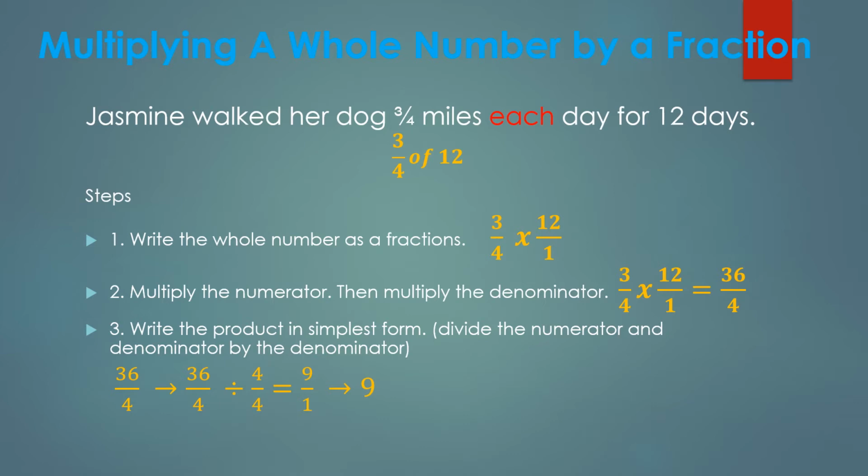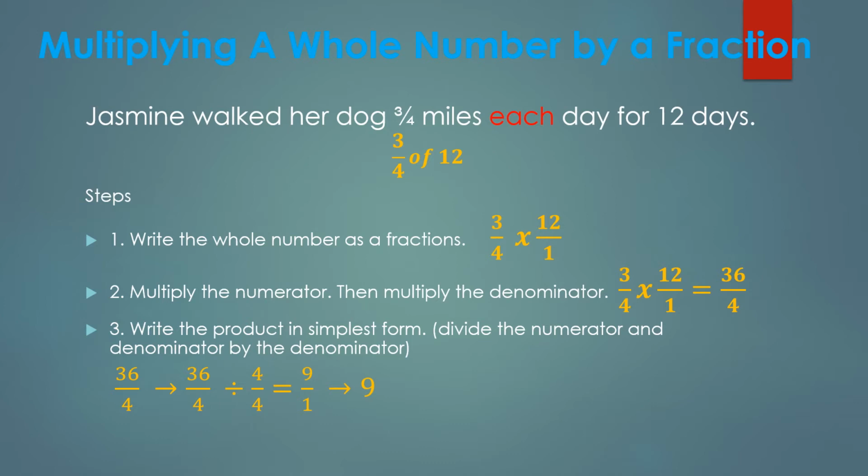Step 3, write the product in simplest form. In order to do this, divide the numerator and denominator by the denominator. So our numerator is 36, our denominator is 4. We're going to divide each of those numbers by 4. So 36 divided by 4 is 9. 4 divided by 4 is 1. So 9 over 1 equals 9.